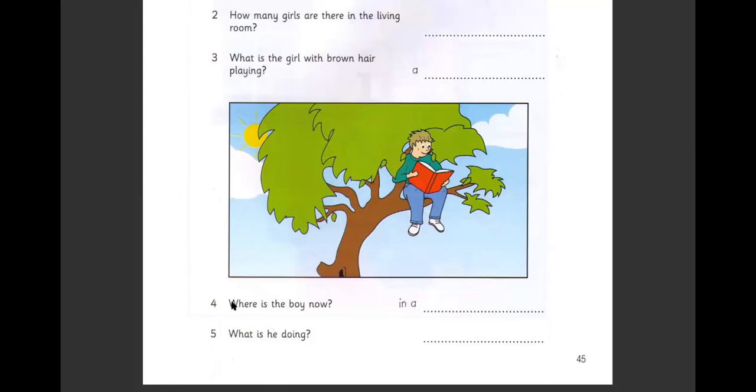Now tell me, question number 4, read it. Where is the boy now? Where is the boy now? In the tree. Okay, let's try tree. How can you spell tree? T-R-E-E.